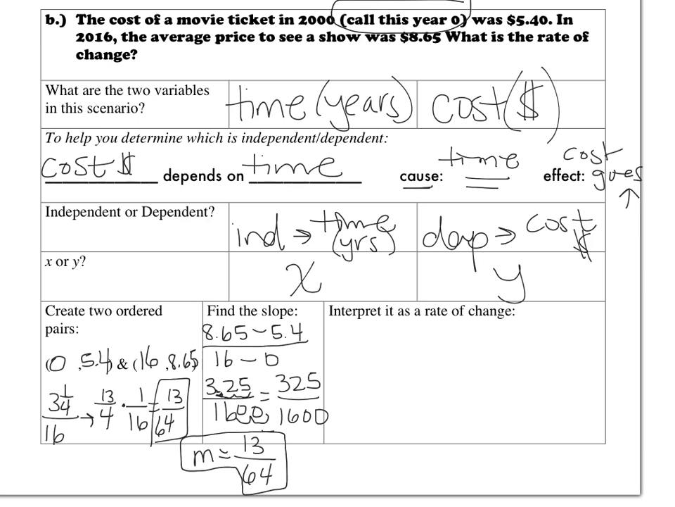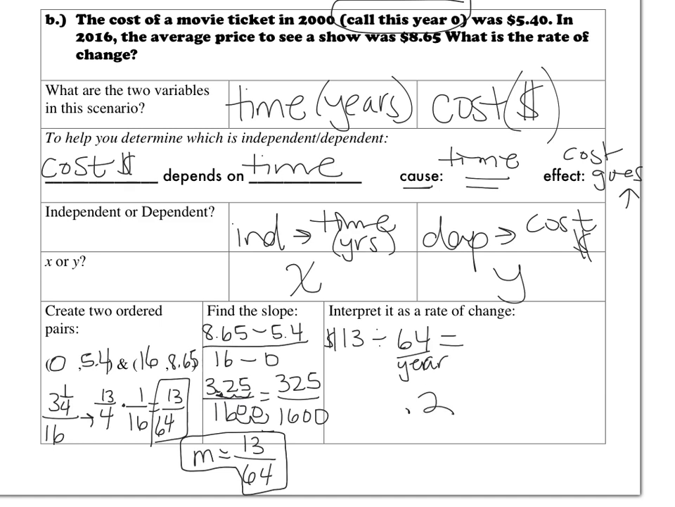All right, so now interpreting this as a rate of change. Well, to get the rate of change, we just divide. We're going to do 13 divided by 64. And when you do that division, you get 0.2. And so we have to interpret this, right? That's dollars per year. So it's changing 20 cents per year. So that's what that is, 0.2.